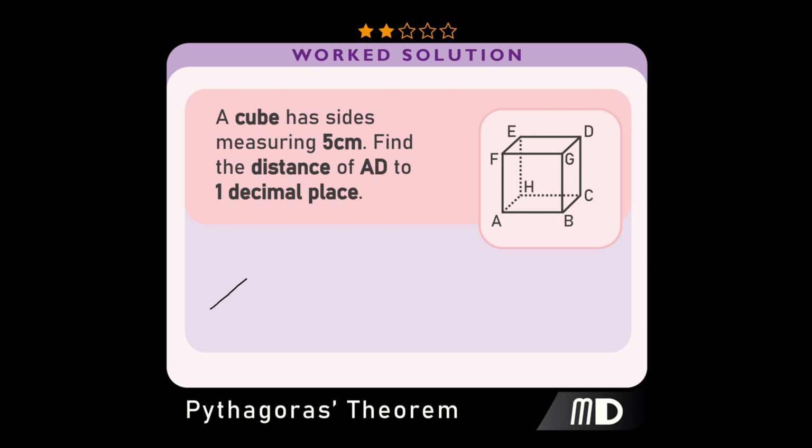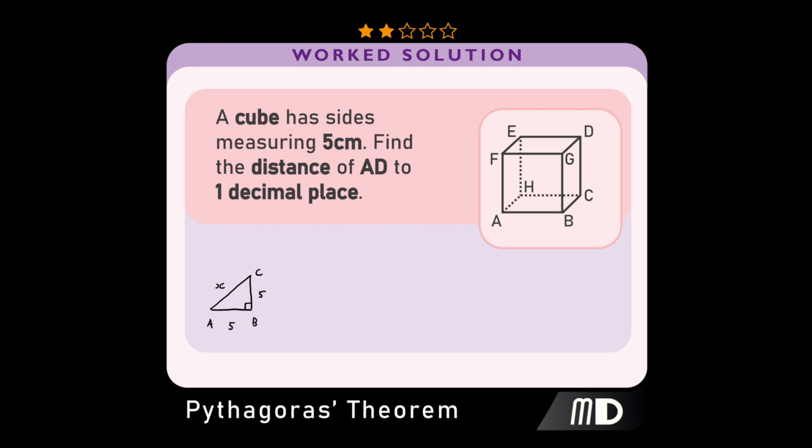To begin, we need to draw a diagram of triangle ABC, with sides AB and BC of length 5 centimeters. The hypotenuse AC, the side we need to find, I am going to mark with the letter x.